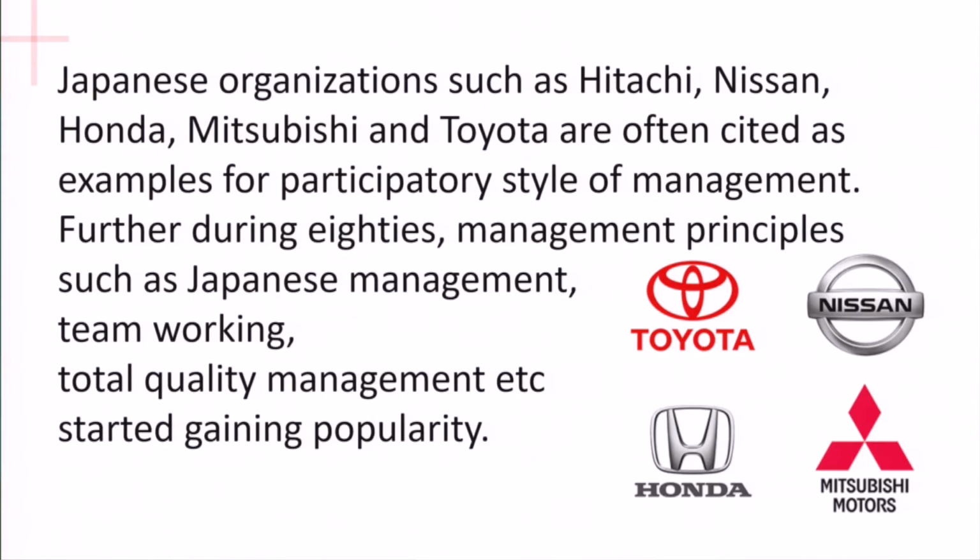Japanese organizations such as Hitachi, Nissan, Honda, Mitsubishi, Toyota are often cited as examples for participatory style of management. Further, during the 80s, management principles such as Japanese management style, team working, TQM, that is total quality management, have all started gaining popularity. However, the NGO management debate continues and there is still no answer to it.